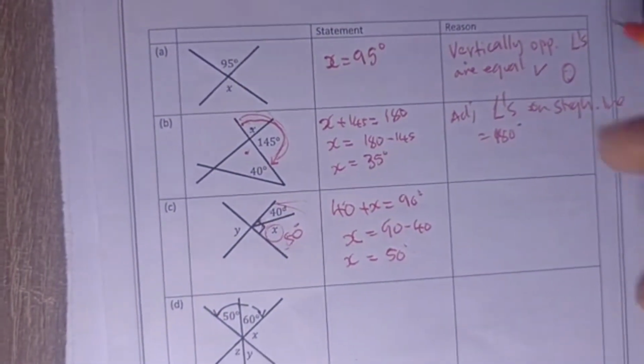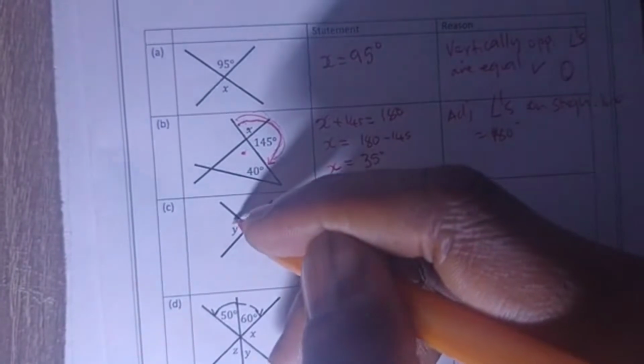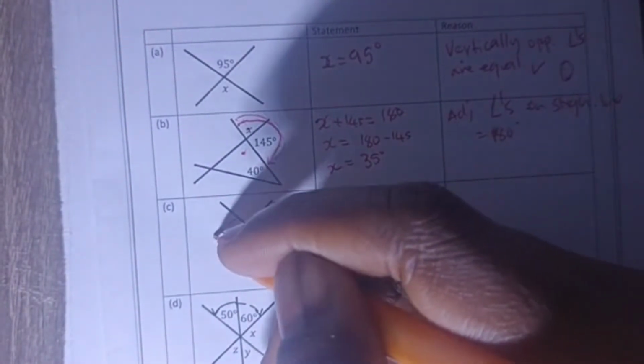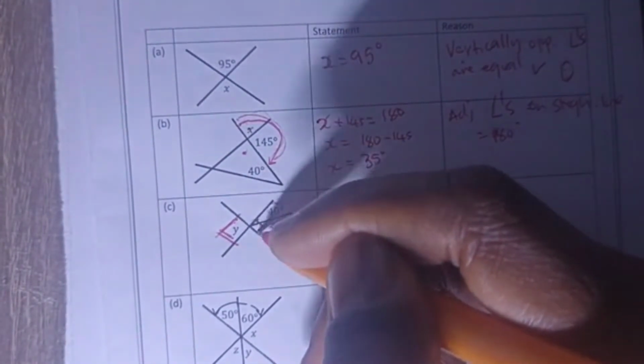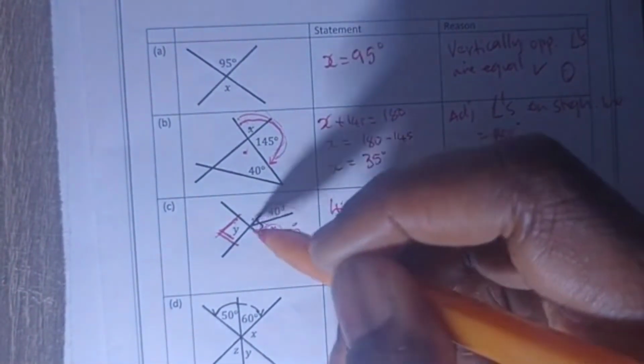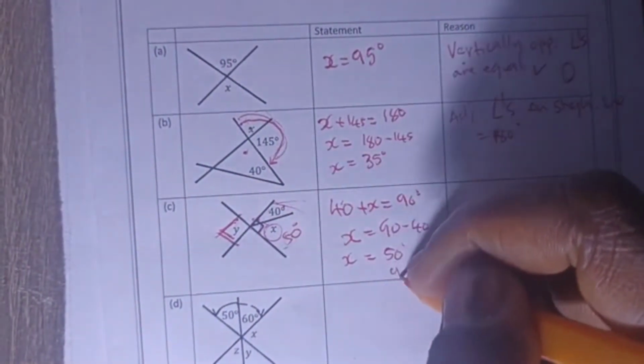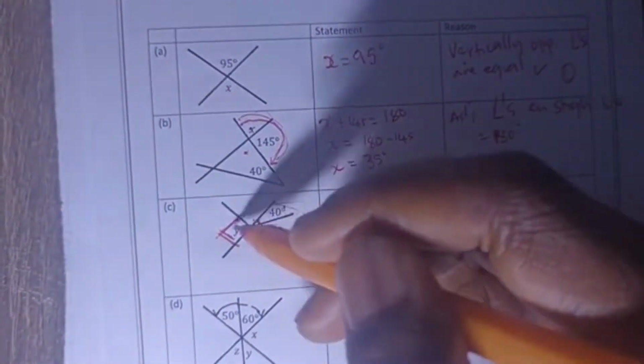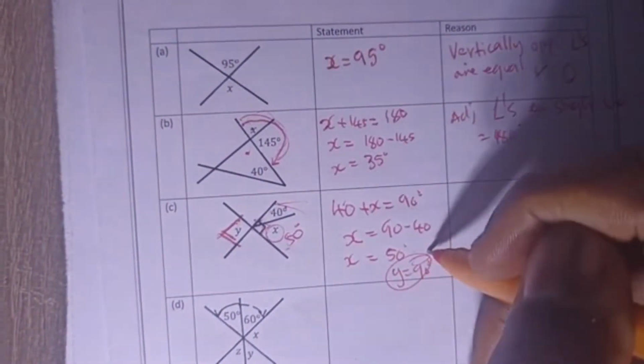Can you see? Then we want to know how much is y. Y is the whole angle. It's not only this portion of the angle. So meaning y is 90 degrees. I hope you all see it. Y is this whole part. So y is 90 degrees.